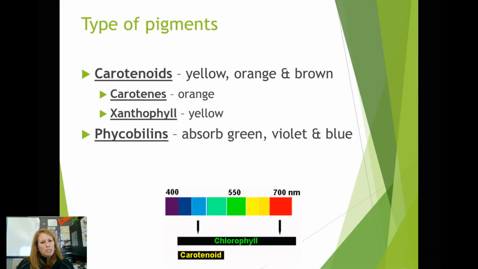The first one is carotenoid, and that is yellow, orange, and browns. Two that we're going to focus on are the orange and yellow colors. Orange is carotene, it sounds like carrots, and yellow is xanthophyll. It sounds like a Z, but it's spelled with an X. The other one is phycobilins, and that absorbs the green, violet, and blue, and you'll see that mainly in blue-green algae. This is the spectrum I was talking about, the wavelengths of light. Chlorophyll is going to absorb the longer wavelengths, in this case the red and the blue, okay? And then you'll be able to reflect and see the green color.